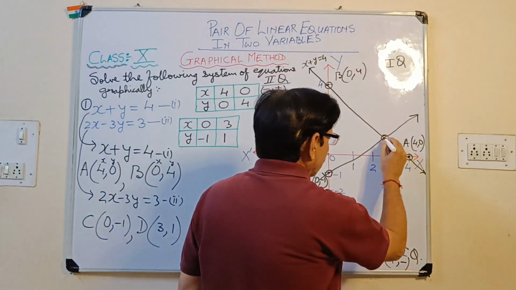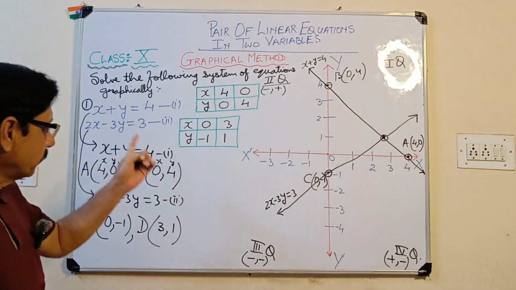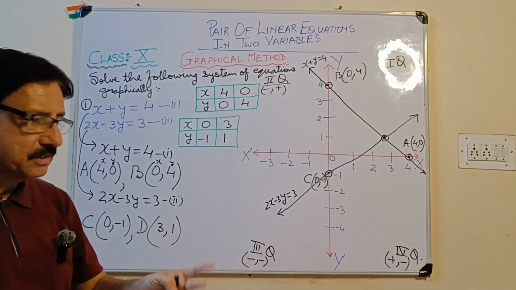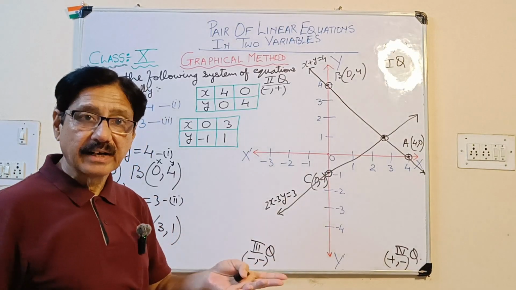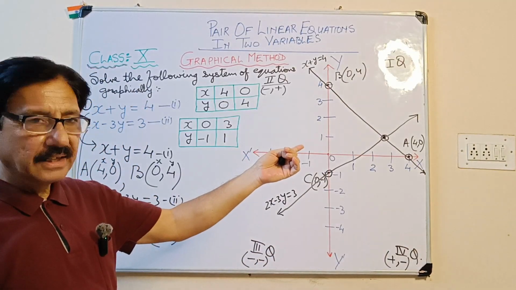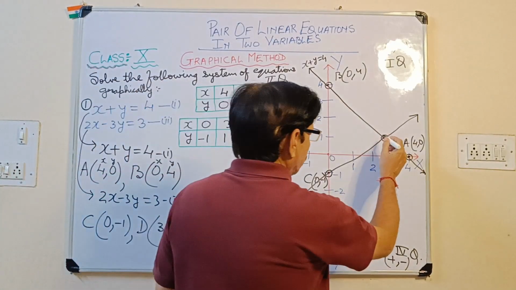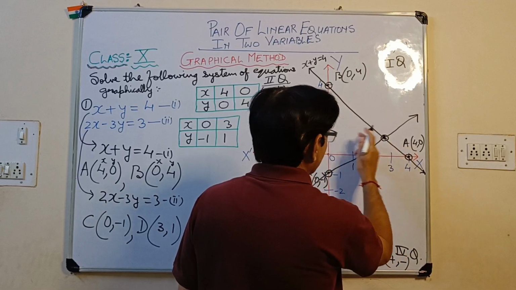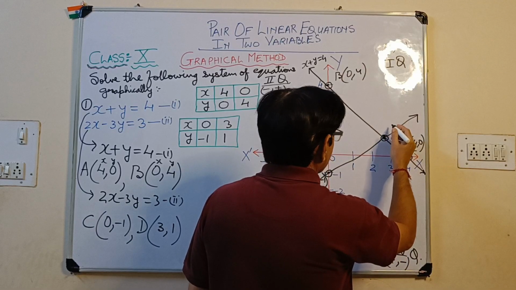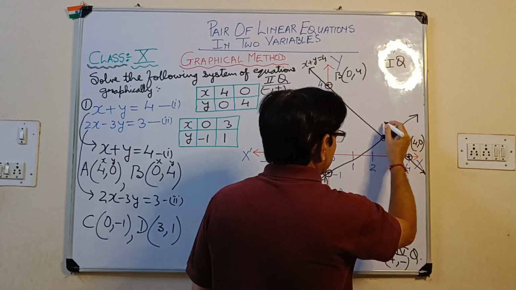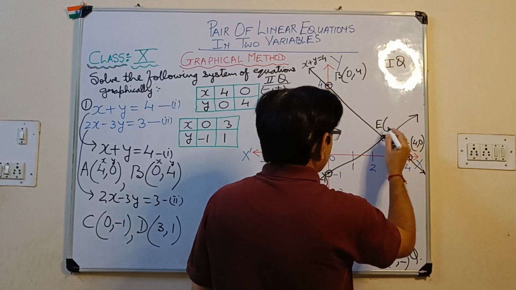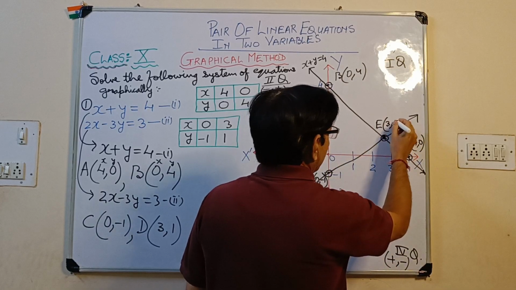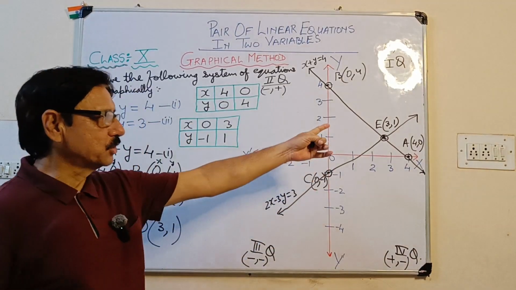So where both the lines meet, already in advance we checked, because a1 by a2 we got here is not equal to b1 by b2, so no need to check c1 by c2. In advance we checked that we will get a solution and graphically we will get intersecting lines. So where both the lines are intersecting, that point will be 3 and 1. You can mark any point, say E, where they are intersecting, and the coordinates of E are what? X is 3, first always X and then Y always. So that means the solution.